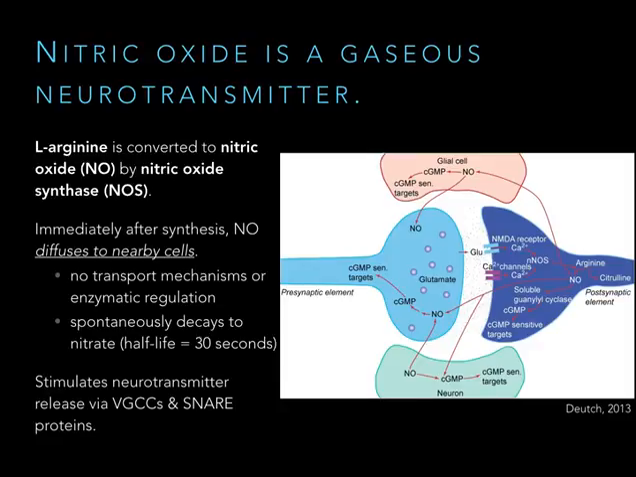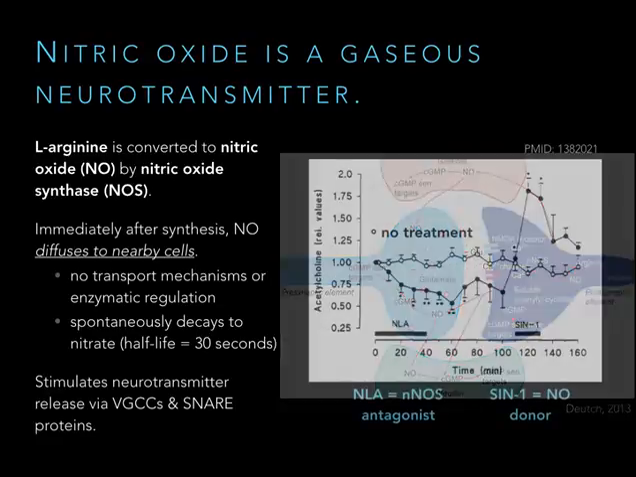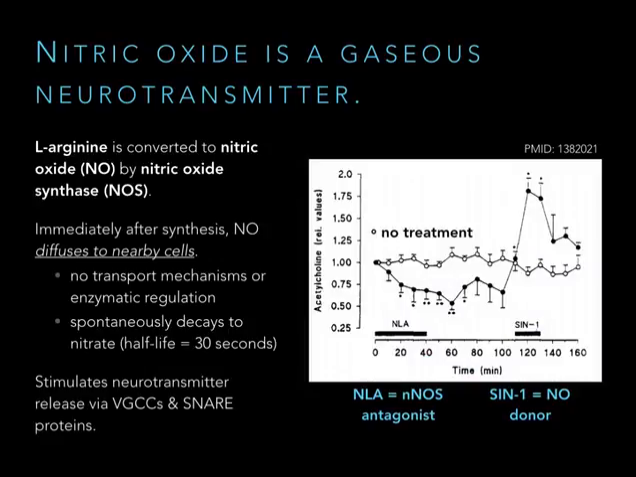There's no vesicular transport, there's no vesicular release. There's also no enzymes to break it down. It's just a small gas, so it will spontaneously decay into nitrate after about 30 seconds. The purpose of nitric oxide is to stimulate neurotransmitters by acting on voltage-gated calcium channels and stimulating the SNARE complex to form. As a result, nitric oxide is going to be able to stimulate neurotransmitter release.